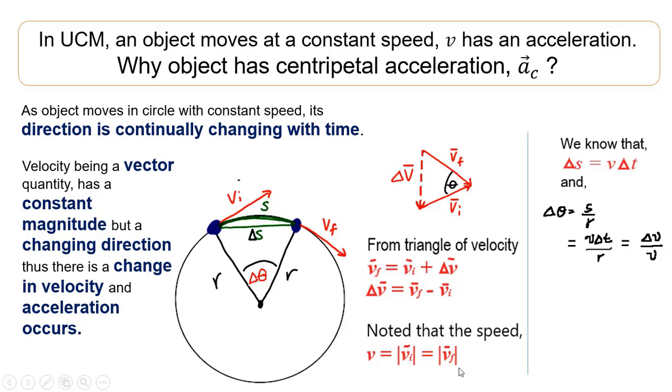So, since the acceleration is the rate of change of velocity, hence, by rearranging this equation, the acceleration becomes v squared over r. This acceleration is called centripetal acceleration. So, the equation of a_c equal to v squared over r is proven.